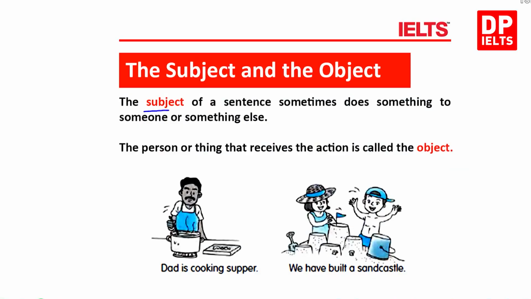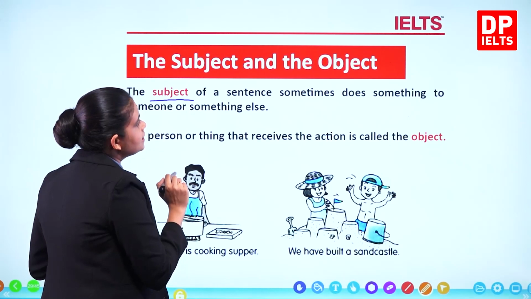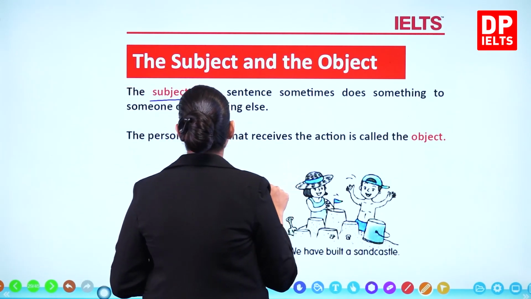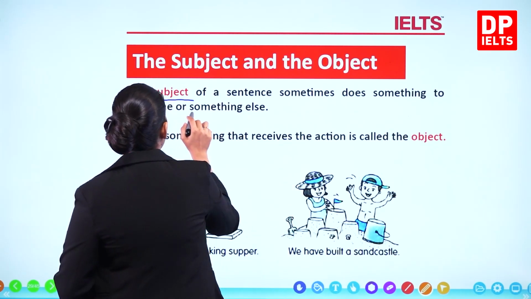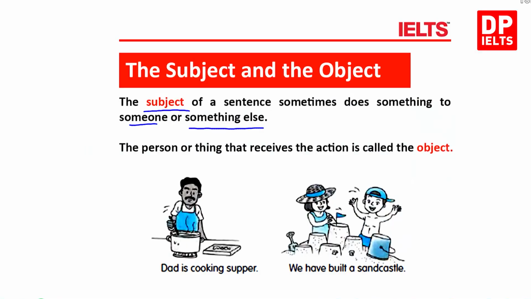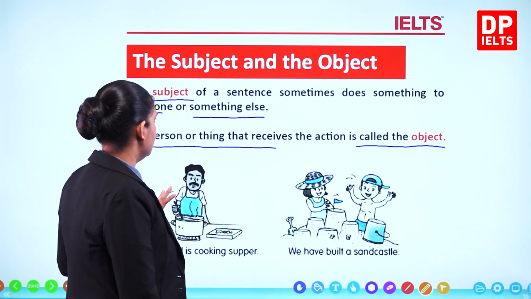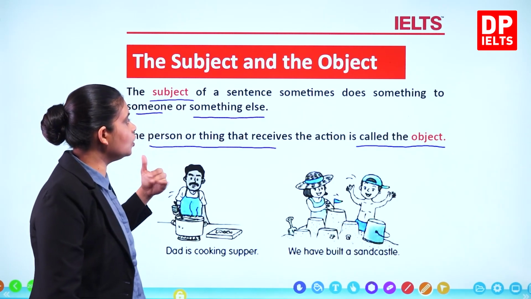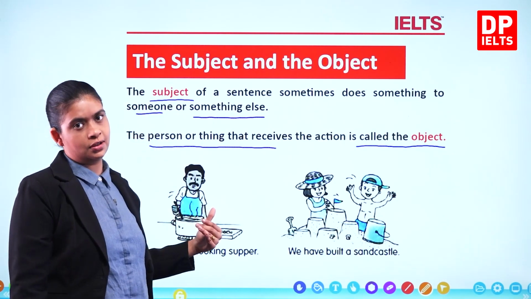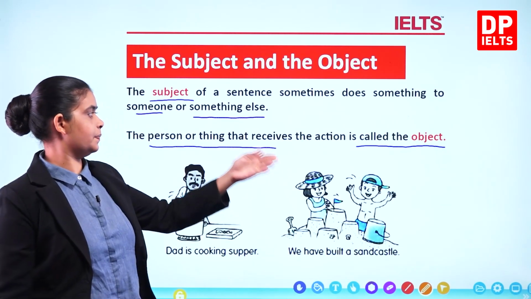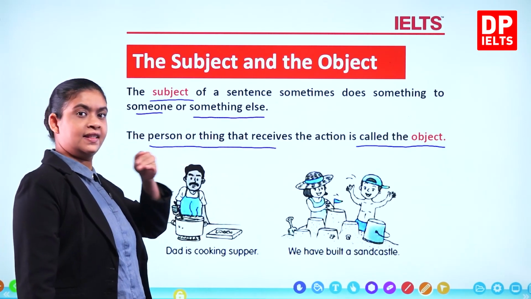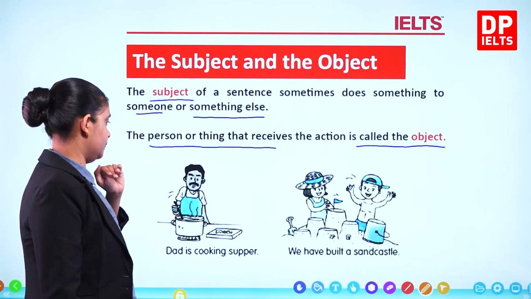The subject of a sentence sometimes does something to someone or something else. The person or thing that receives the action is called the object. Now it's very simple. The subject is something or someone that does the action. Object is the person who receives or the thing that receives the action.